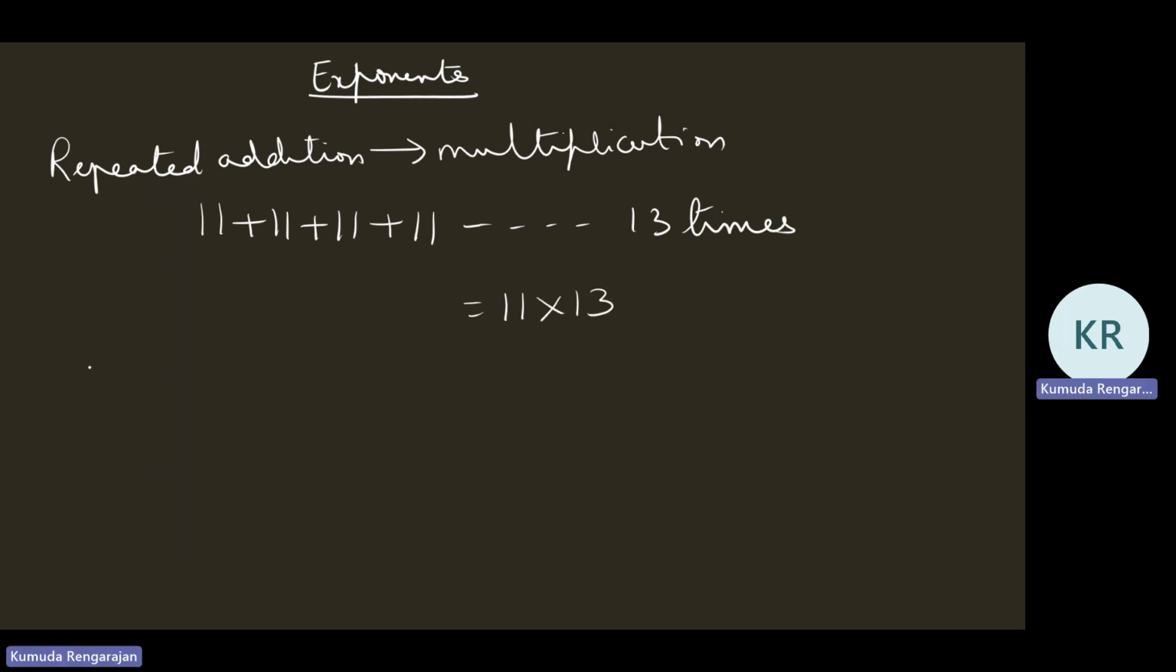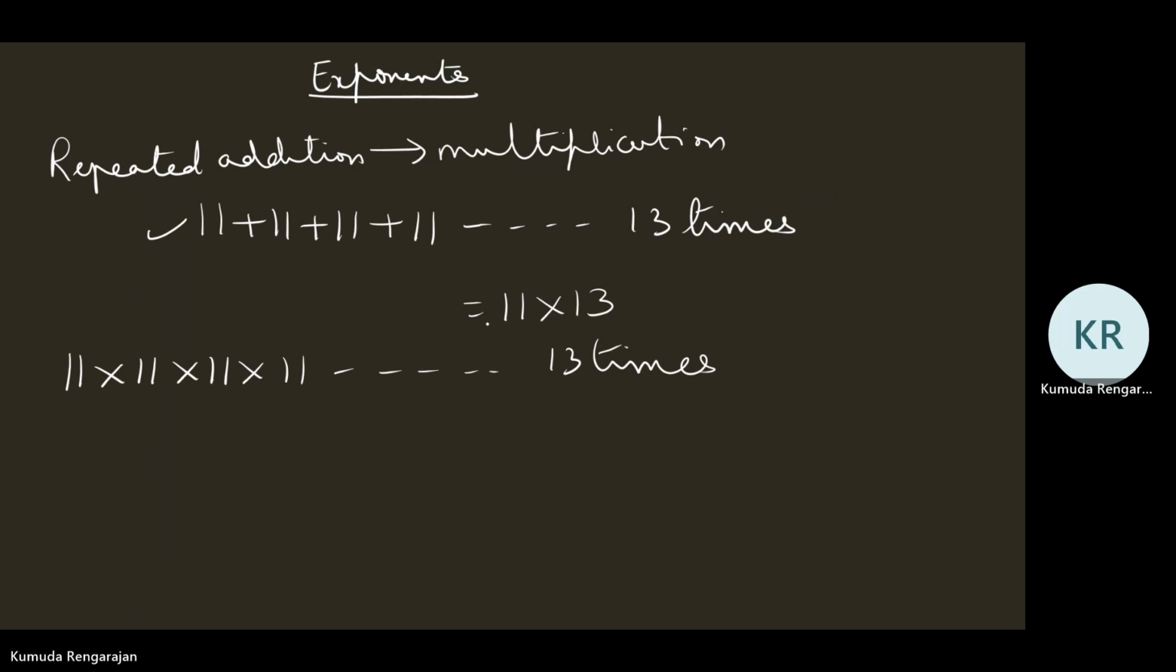Correct? So now coming to repeated multiplication. What if it was 11 into 11 into 11 into 11, 13 times? The first situation is 11 is added to itself 13 times. When 11 is added to itself 13 times, we say it's repeated addition, which is multiplication. So 11 into 13 or 13 into 11. 13 times 11. See, how do you write it? 13 times meaning into 11.